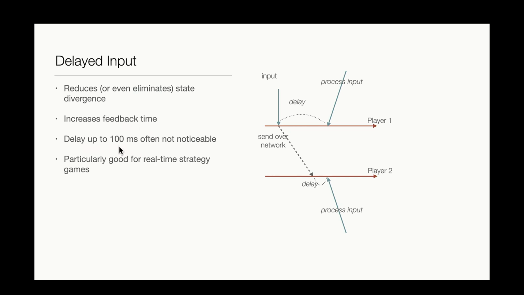So Dr. Graham says delays of up to 100 milliseconds are often not noticeable. That's probably true for a casual player, right? So for casual players, you can probably afford to wait some fairly large fraction of a second. If it's a professional player playing some sort of shooter game, that's an eternity, right? If you had a 100 millisecond lag on like Call of Duty or something like that, no one would play your game. So this technique doesn't work for all sorts of games, right?